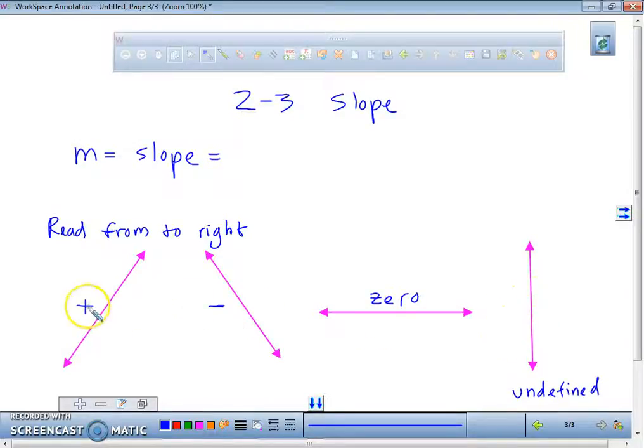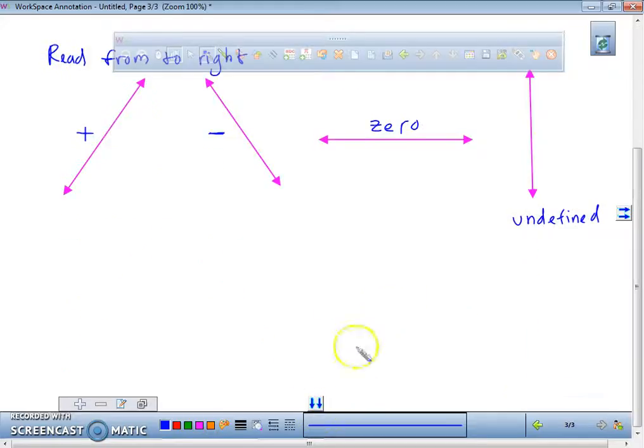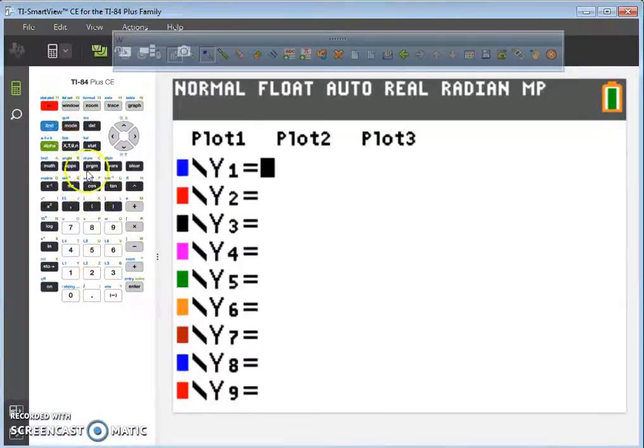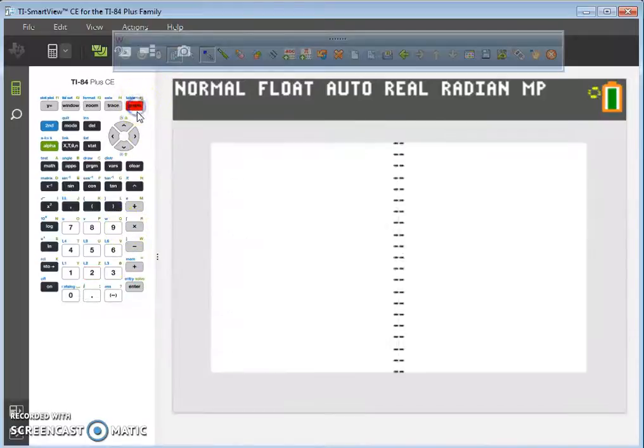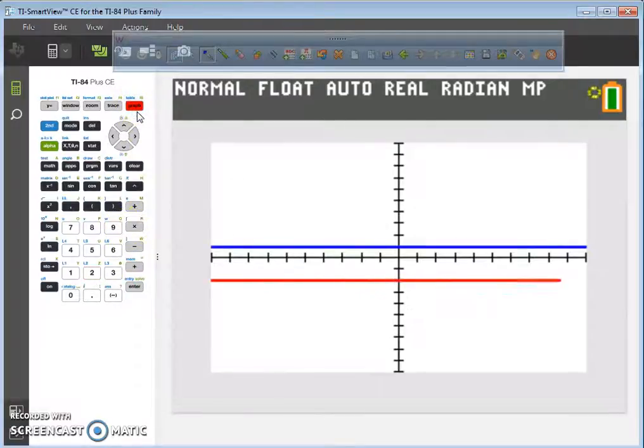So, we have positive, negative, 0, and undefined. By the way, anything that's a 0 slope, your equation is going to be y is equal to a constant, which is a number. Like y equals 1 or y equals negative 2. If you want your graphing calculator, you could hit y equals and type in a 1 or a negative 2, and both those lines would go right there at a 1 and right there at a negative 2. Those are 0 slope lines.